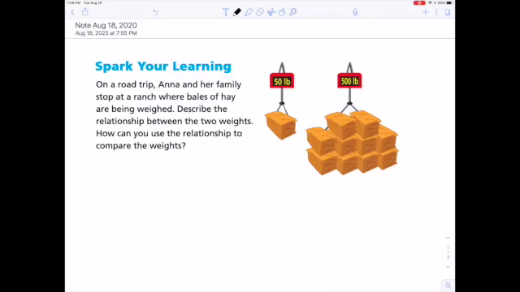Hello, everyone. Okay, so today we're going to start with the Spark Your Learning in order to start Module 1, Lesson 1 of your 5th grade math careers. So this question reads, on a road trip, Anna and her family stopped at a ranch where bales of hay are being weighed. Describe the relationship between the two weights. How can you use the relationship to compare the weights?